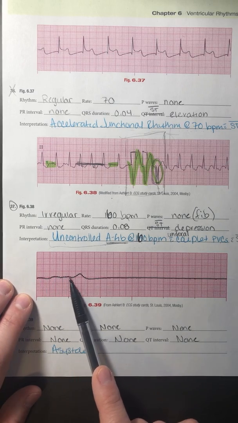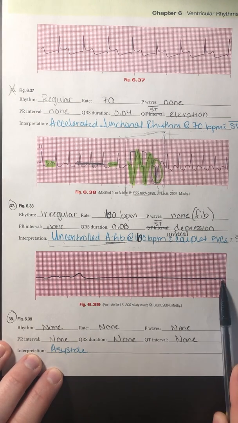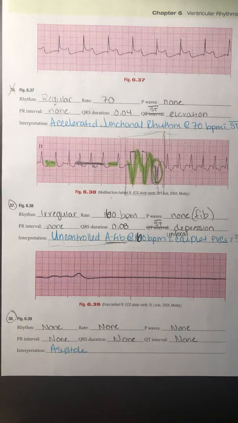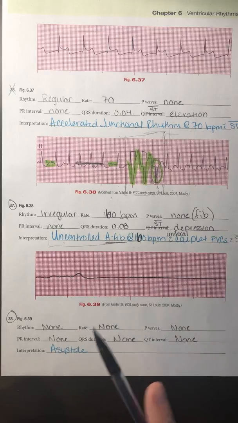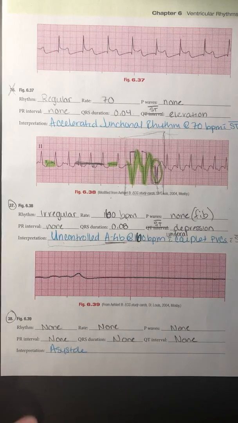If I did have these little tiny waves throughout, I could consider it a fine VFib. But again, we have absolutely nothing going on here, so this is going to be asystole. There's absolutely no electrical activity in the heart. Usually this has a poor outcome with patients just because, at least with VF, we have electrical activity there. We just need to reset it. With asystole, we have no electrical activity going on at all. And the number 1 cause of asystole would be hypoxia.